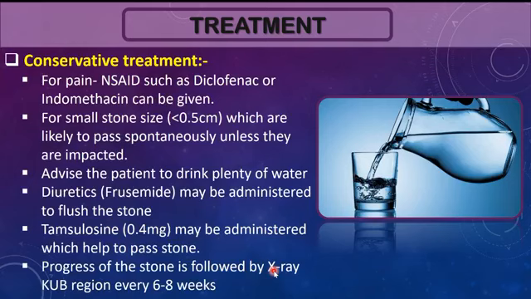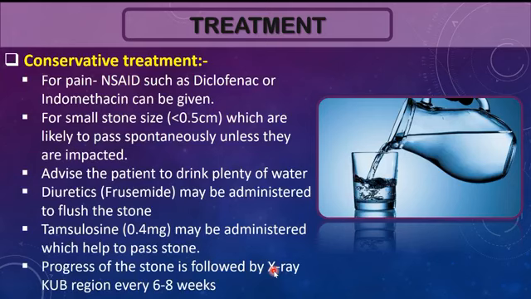So the treatment plan. Conservative treatment, that means expectant treatment. For pain, you prescribe an NSAID such as diclofenac or indomethacin. For small stones less than 0.5 centimeter, which are likely to pass spontaneously unless they are impacted, advise the patient to drink plenty of water, and sometimes we prescribe diuretics like furosemide to flush the stone.